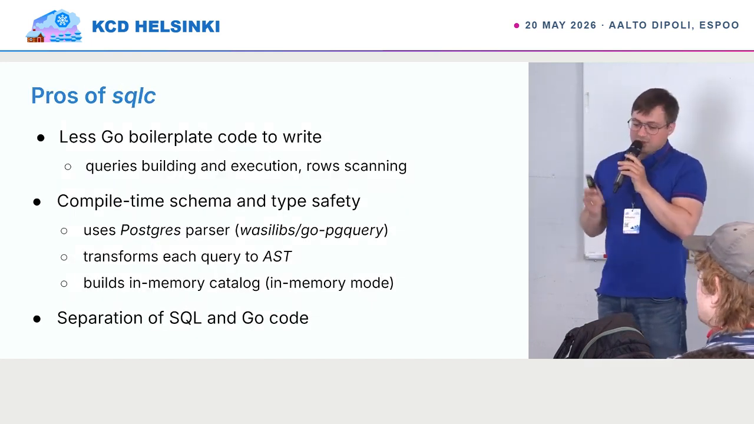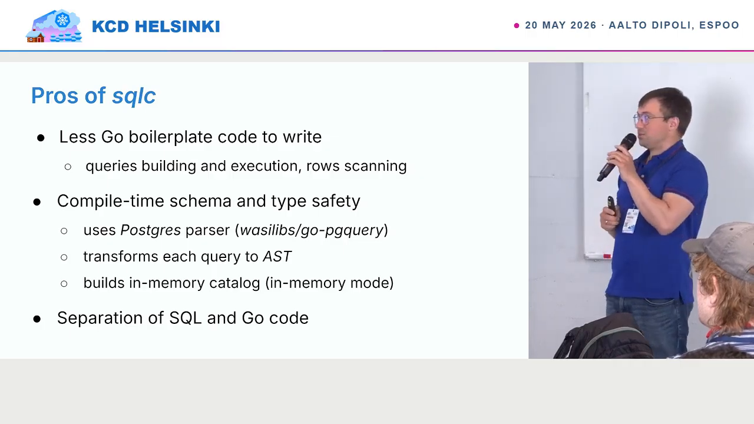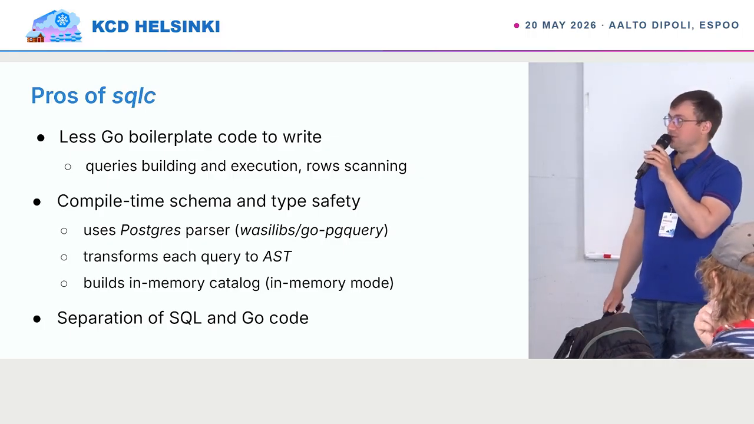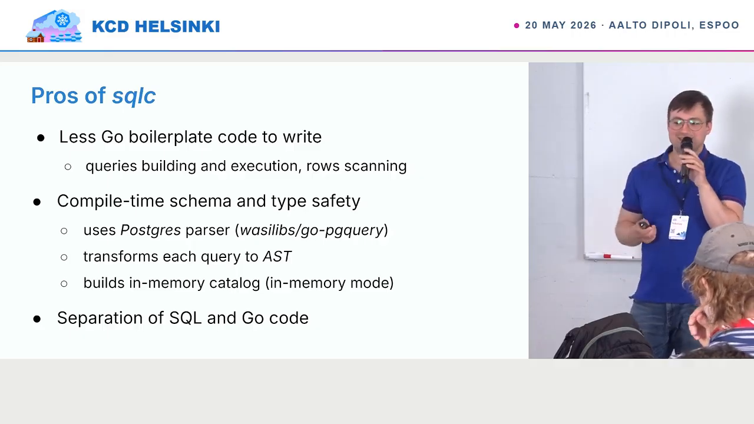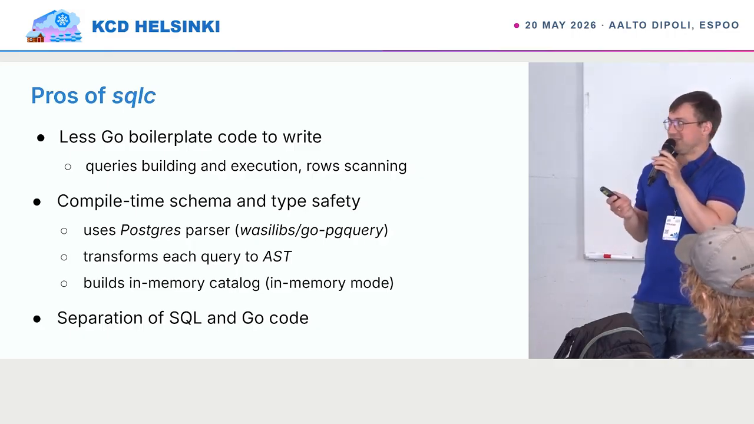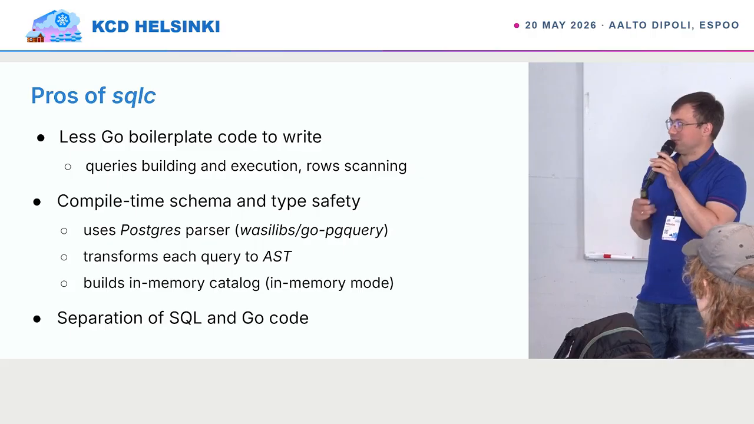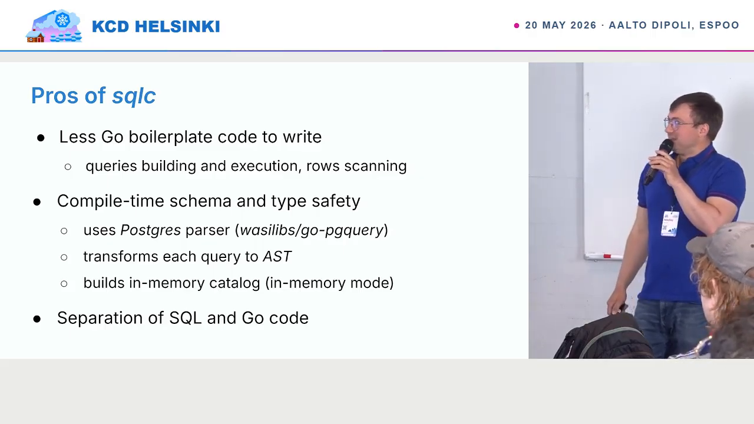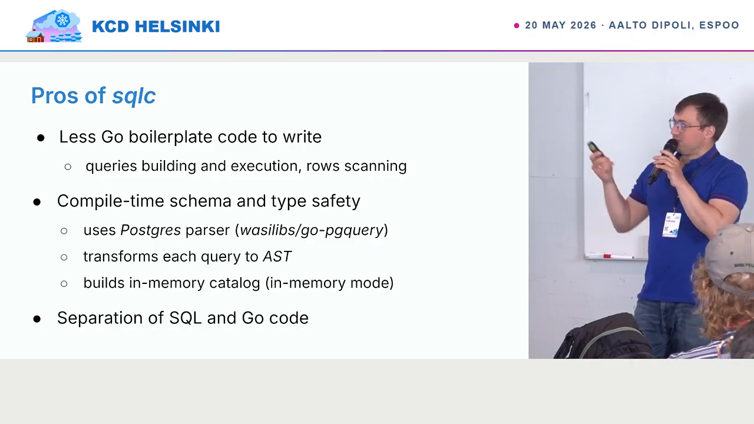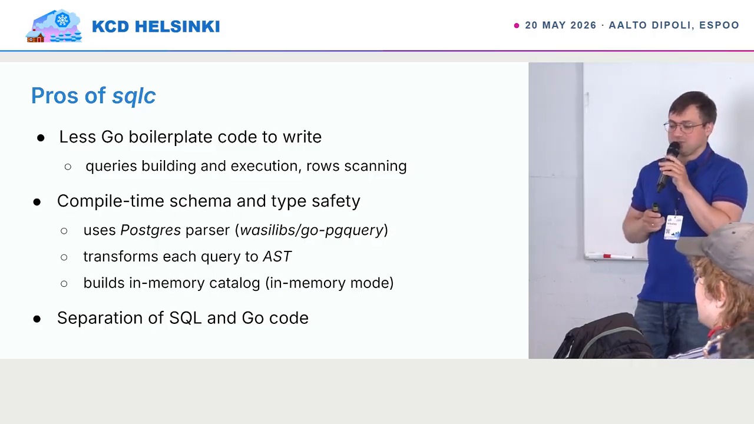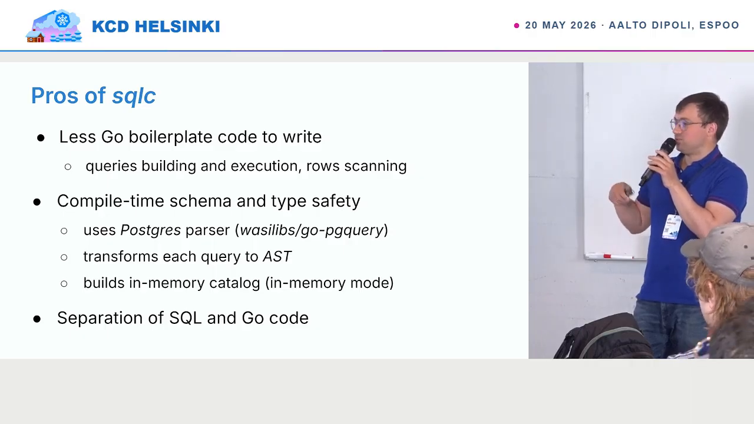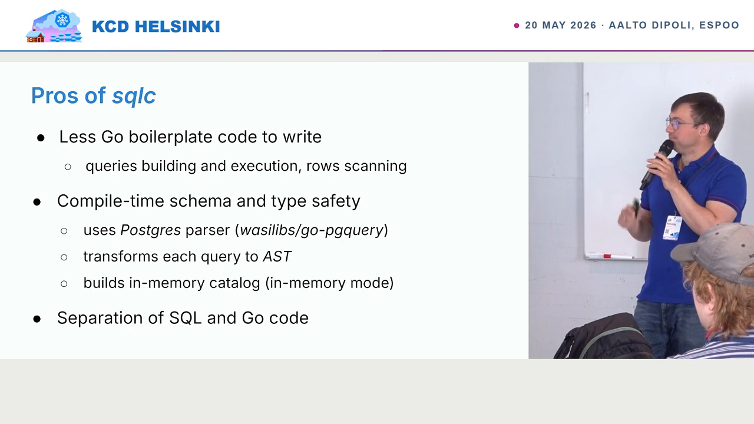So what are the pros of using sqlc? It's definitely much less Go code which you need to write yourself, and you can generate that. It's not AI generated, it's static code generation, so it's reliable and you don't waste tokens on that. You save on those actions which otherwise you need to do yourself: building the query, executing the query, and doing the row scanning and so on.